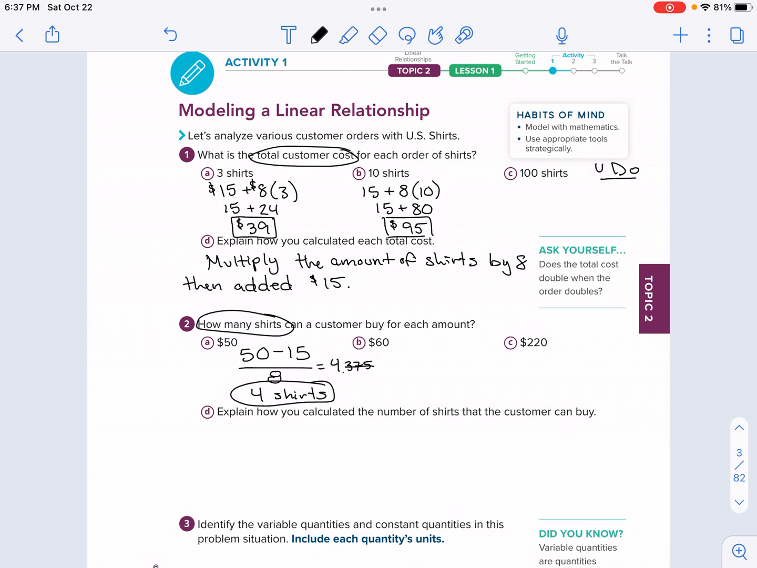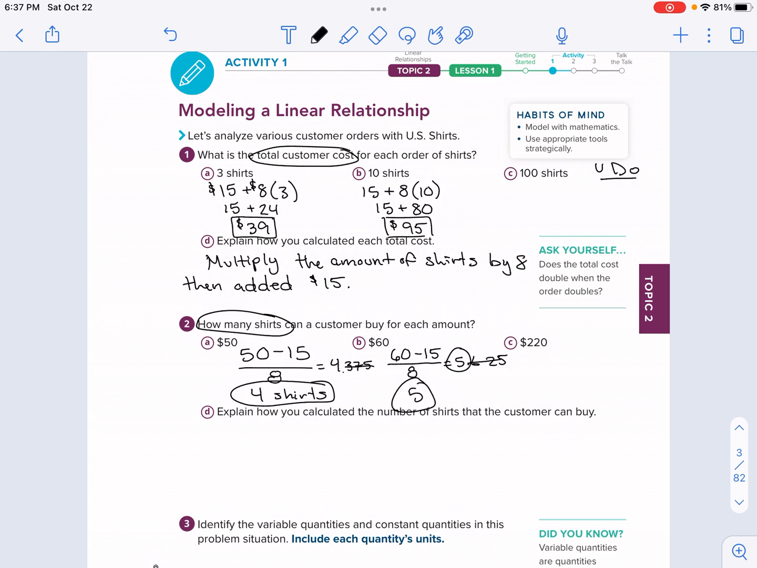Okay, we're going to go through the same process for $60, right? It's the same thing. Instead of 50, I'll put 60. It's 60 minus 15 divided by 8. So 60 minus 15, that's 45. 45 divided by 8, that's not a nice number, but that is 5.625. Again, ignoring this remainder, this tells us that we can only purchase 5 shirts. Okay, and I'll leave this last one, 220, as a you-do. Yeah, it's a bigger number, but you do have a calculator, so you can figure that out. It's going to be a double-digit number.